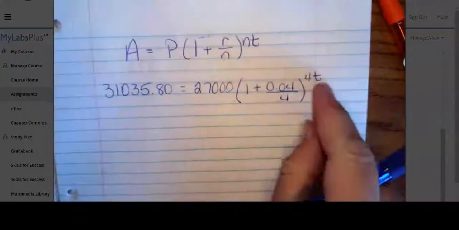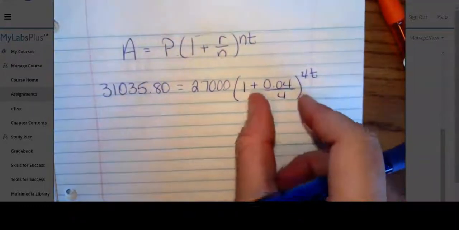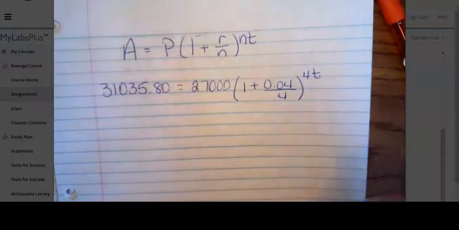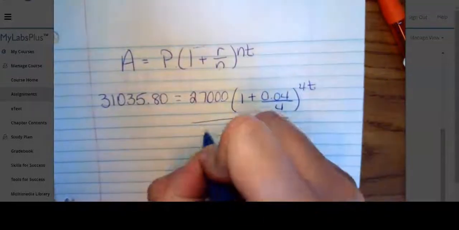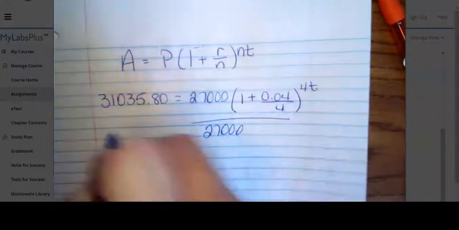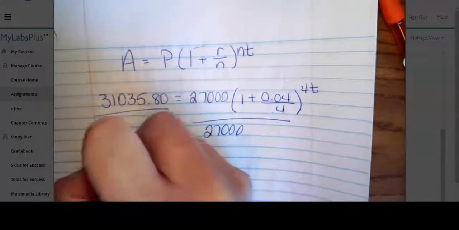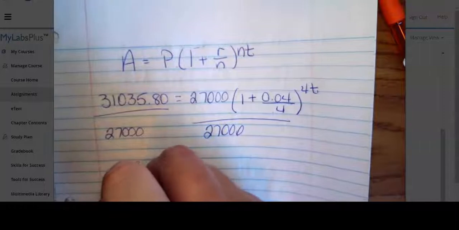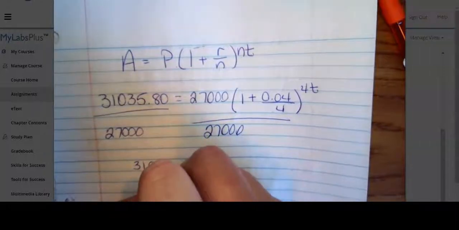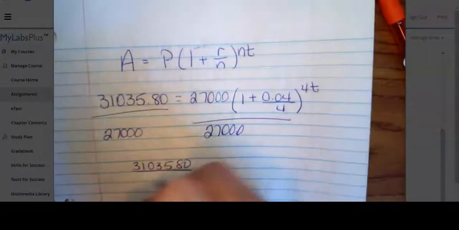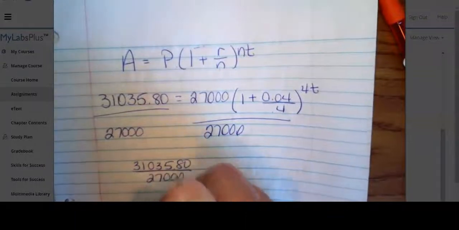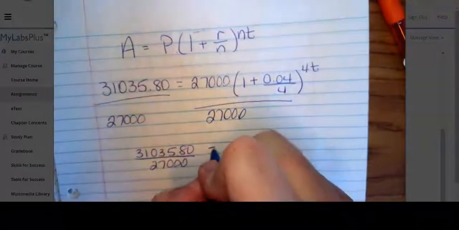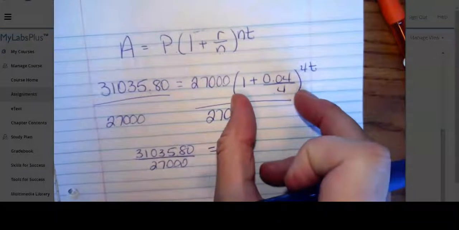So I'm going to go ahead, since this exponent is attached to just the parentheses, I'm going to divide both sides by 27,000. So divide the left and the right by 27,000. And that's going to give me, and this is going to be ugly, 31,035.80 over 27,000 is going to equal, and now I'm going to do the stuff in parentheses.